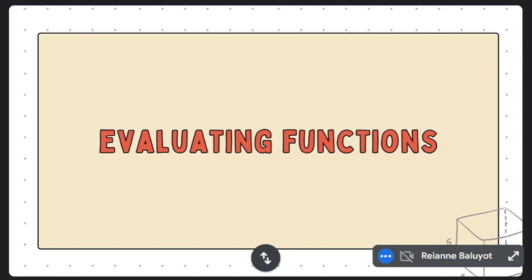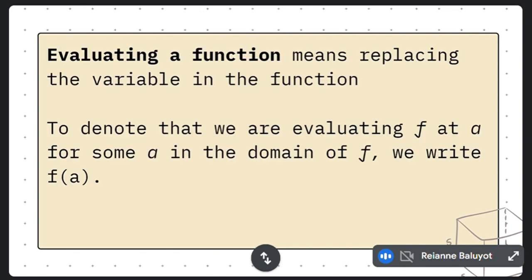Okay, now let's proceed to our main topic, which is evaluating functions. So what is evaluating a function? This means replacing the variable in the function.